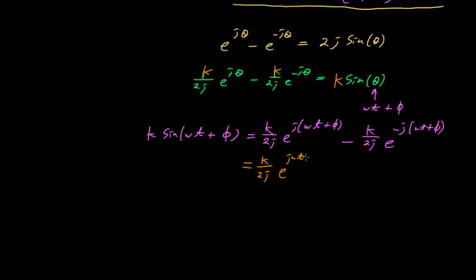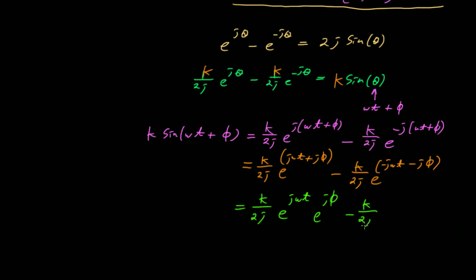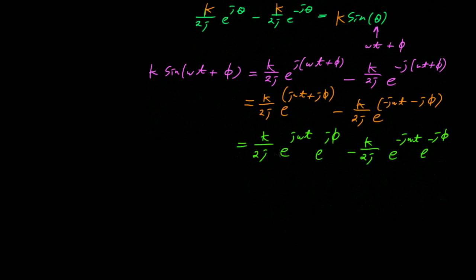So I've got e to the j omega t plus j phase, that's my exponent, minus k over 2j e to the minus j omega t minus j phase. And now the last thing I'm going to do, because I'm adding exponents here, is rewrite that as k over 2j e to the j omega t e to the j phase minus k over 2j e to the minus j omega t e to the minus j phase. And now I'm just going to switch the order here. Equals k over 2j e to the j phase e to the j omega t minus k over 2j e to the minus j phase e to the minus j omega t.